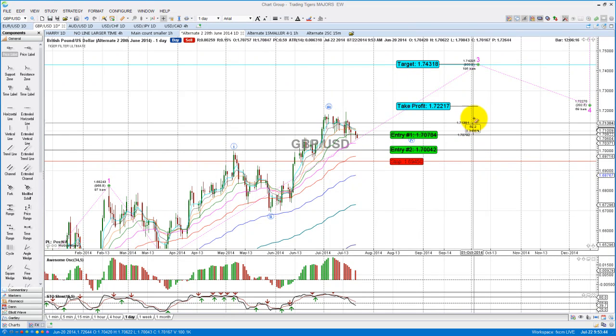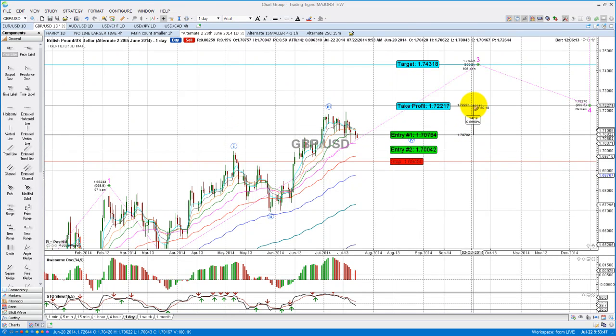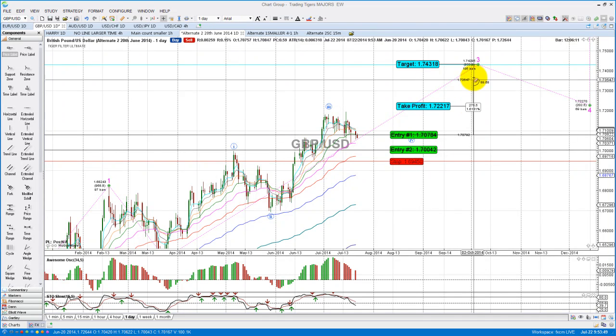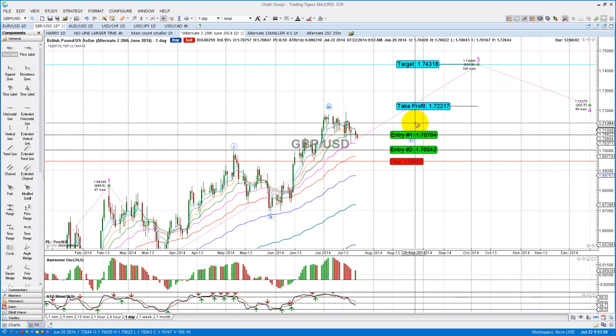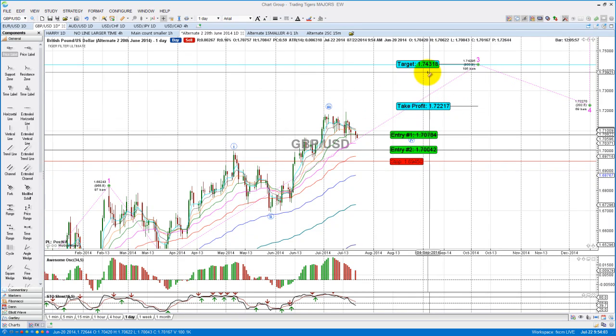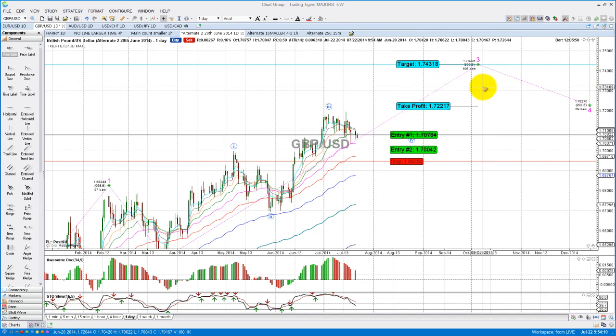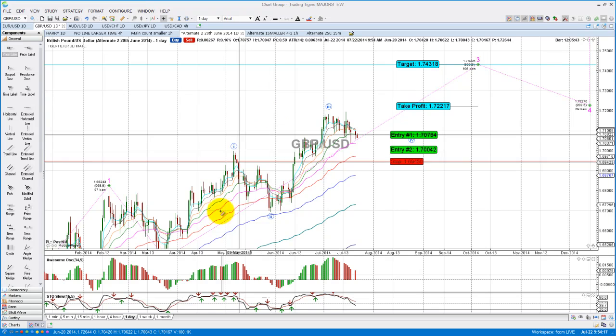And we put in 2 profit targets, one here at 147 pips, and another one will be 353 pips. So profit target number 1 is at 1.7221, and profit target number 2 is 1.7431, and these are safe areas to be able to take your profits, just get out of the trades. Okay, fine. So that's on the daily chart.